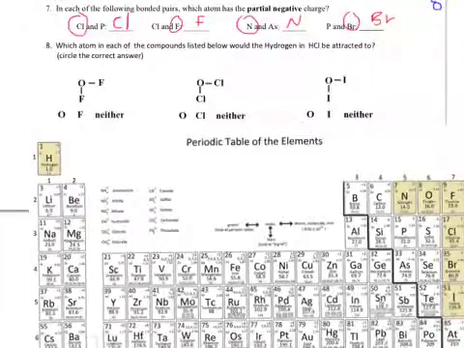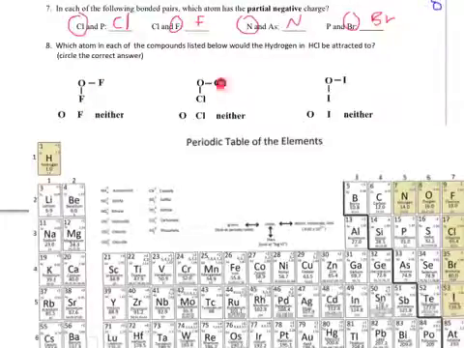Okay, let's bring it all together now. So which atoms in these following compounds, so the oxygen of the fluorine, the oxygen of the chlorine, the oxygen of the iodine, which of the atoms would the hydrogen in HCl be attracted to? Now, what this comes down to is we've got to figure out which of these have polar bonds and what partial charges we have. So the first thing we have to do is take hydrogen and chlorine and compare their electronegativities.